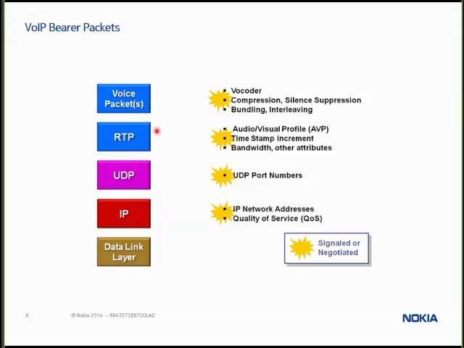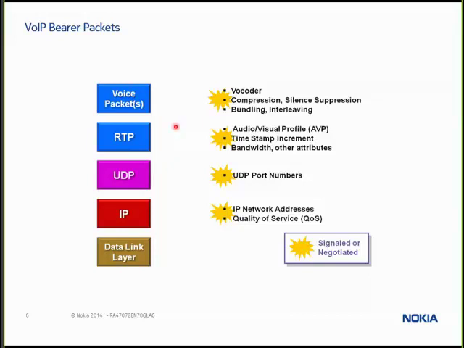packets. Above that, I'm going to have a real-time protocol header. The real-time protocol header is going to define what is contained in the voice packet, or in the packet of real-time protocol. So it'll define whether it's audio-visual, something called the audio-visual profile, also known as AVP. Don't confuse AVP with what we have in Diameter, which is attribute value pair. This is an audio-visual profile. And we'll have timestamps and other things that are in the RTP header. We'll talk about that a little bit later in this presentation.